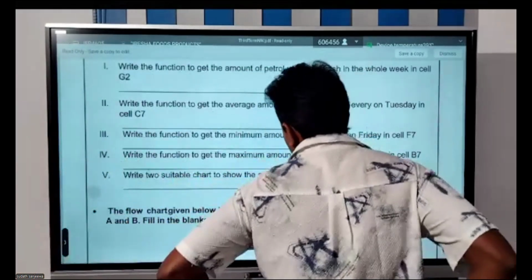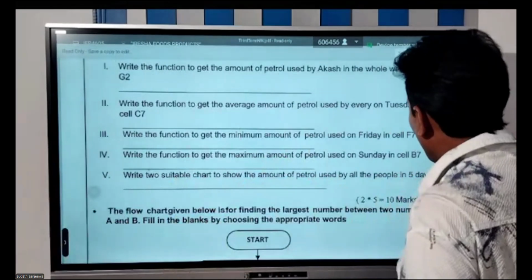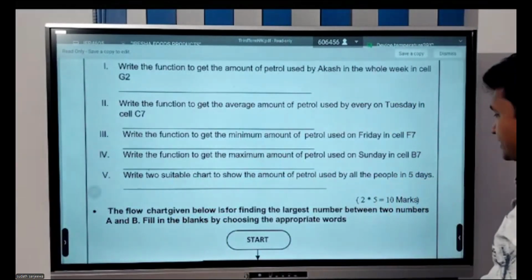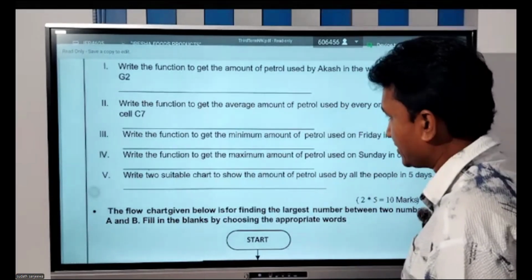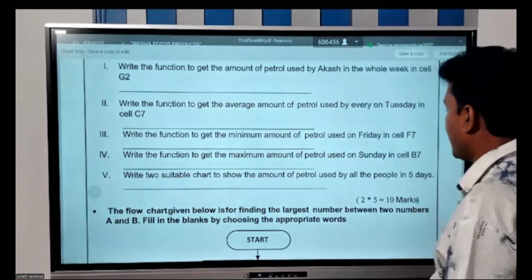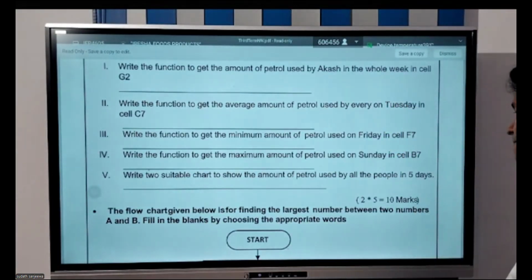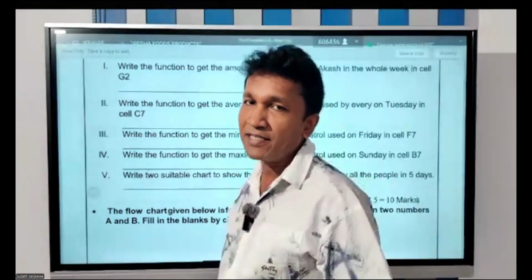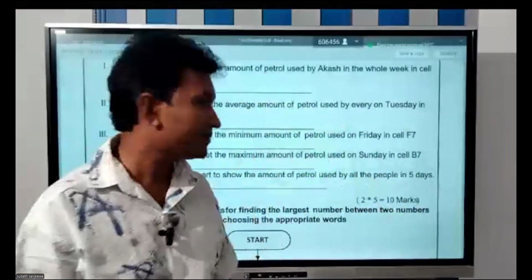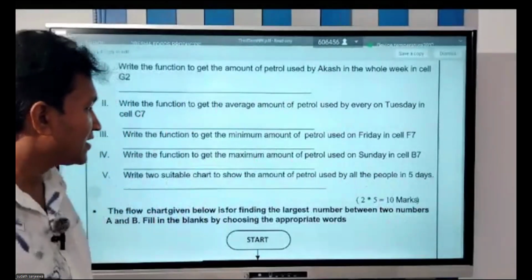Write two suitable charts to show the amount of petrol used by all the people in 5 days. What is the suitable chart? මේකට bar chart හරි column chart හරි use කරන්න පුළුවන්. It can be bar chart or column chart.